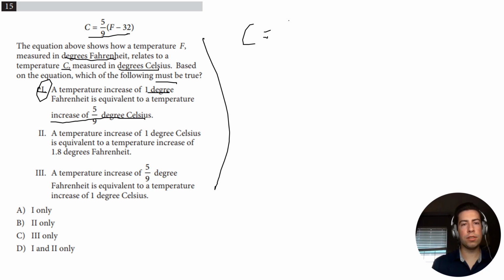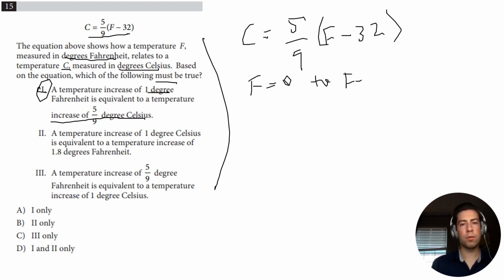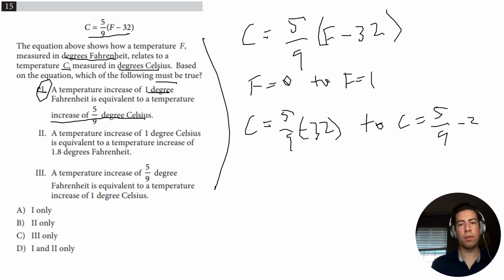Okay, so let's look at this equation here. So C equals 5/9 multiplied by F minus 32, okay? So let's say that F equals 0, and then we go to F equals 1, okay? So we're going to have C equals 5/9 times negative 32, and that's going to go to C equals 5/9 times negative 31, okay?